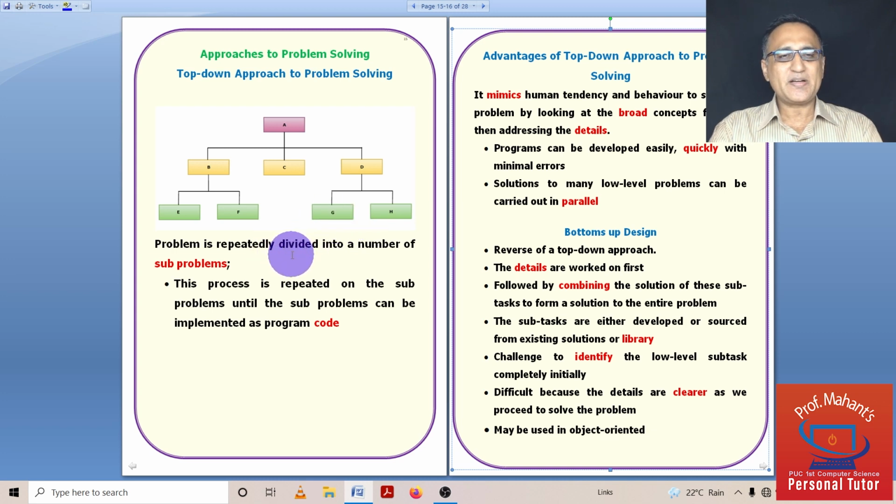So a problem is repeatedly divided into a number of small problems. This process is repeated till the small problem is at the level of some program, or you can write code for that.